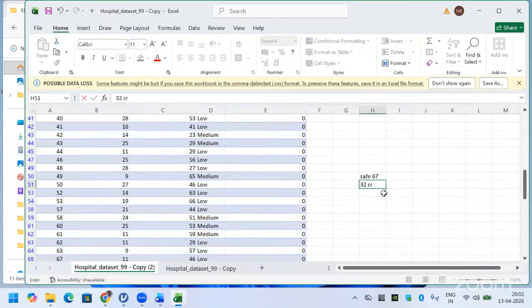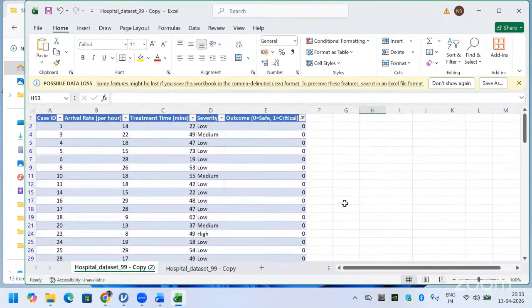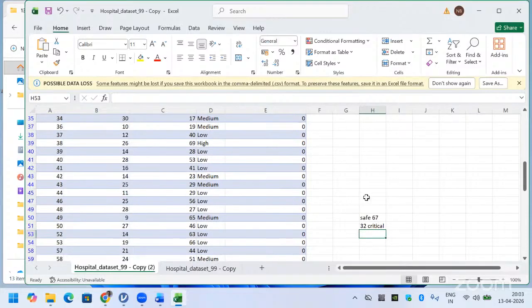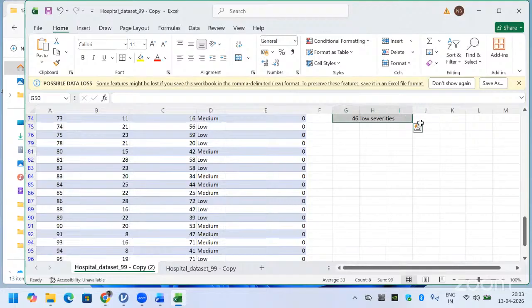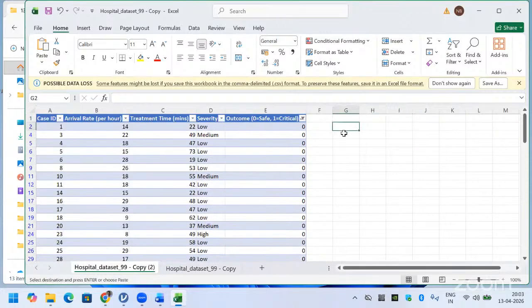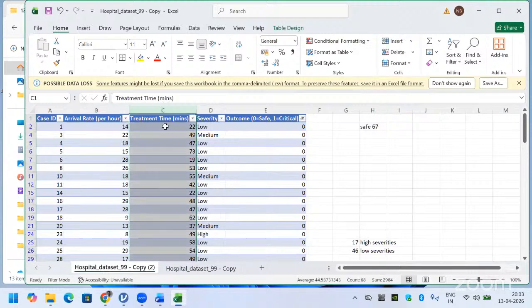Okay. Now I need to find out what is causing them criticality. Is it because of the number of patients flowing in the hospital? Is it because of arrival rate or because of treatment time? If it is taking more time, can I assume it as criticality or not? Or is it due to severity or something? Okay. So this is what the basic data is. Is everyone okay with the data? Now I need to find out.